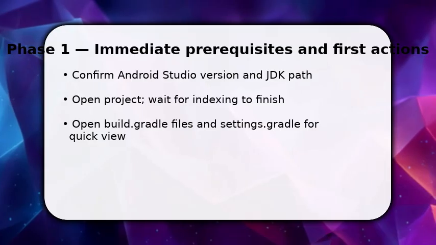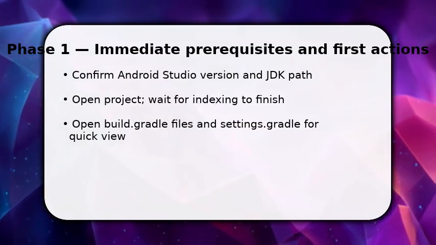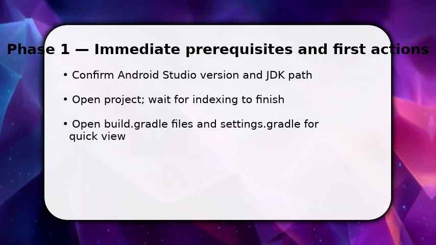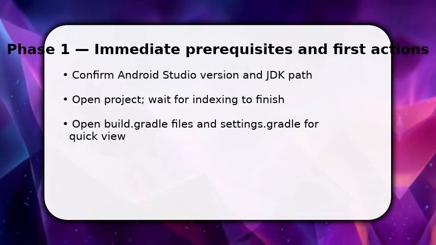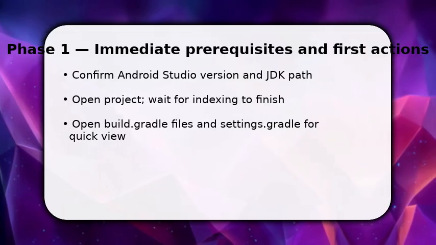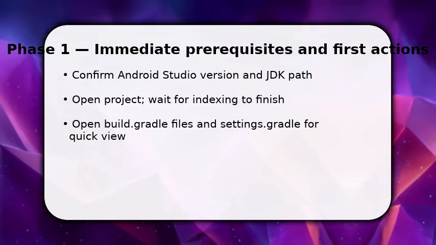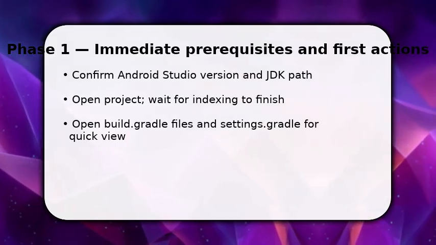You start with Essentials, confirm Android Studio and JDK paths, and open your project so indexing can complete. Once done, open both Module and Project Build.Gradle files to see declared plugins, dependencies, and Kotlin or Java versions. Make sure the Gradle wrapper exists in Gradle/wrapper and inspect gradle-wrapper.